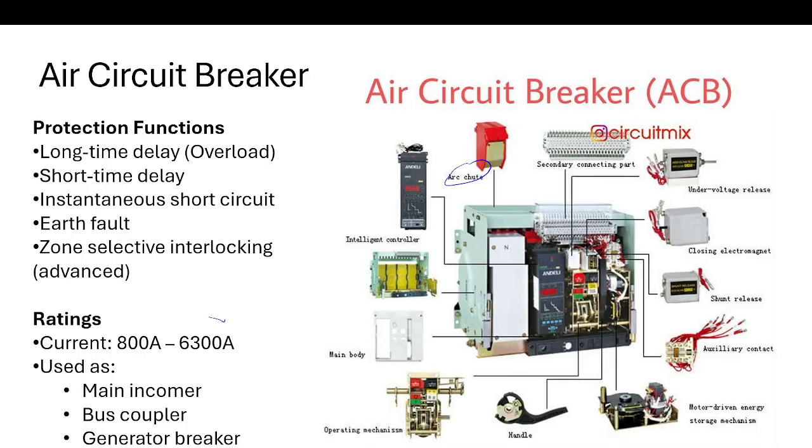What are the advantages of the air circuit breaker? Simple construction, easy maintenance, no fire hazard, no oil in fault, suitable for frequent operation, and good for industrial and distribution systems. The disadvantage is that it is larger in size as compared to MCCB, and its arc interruption capacity is lower than vacuum and SF6. That is why vacuum and SF6 are used in high tension.